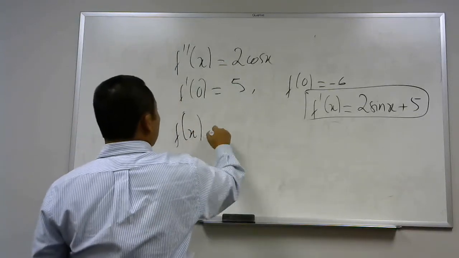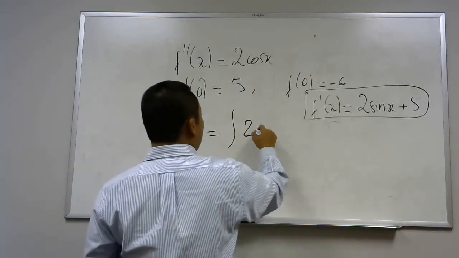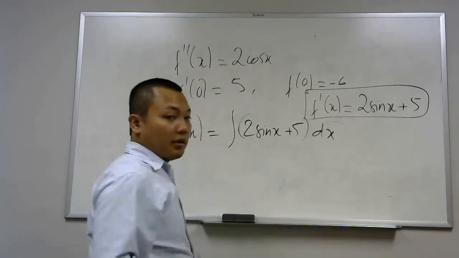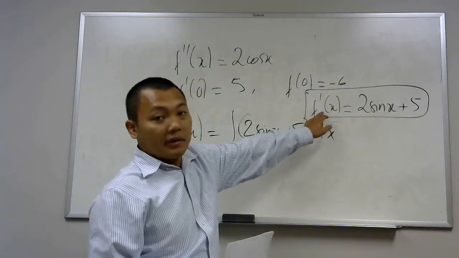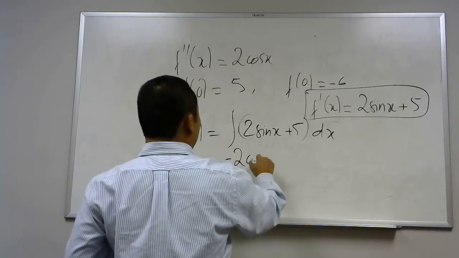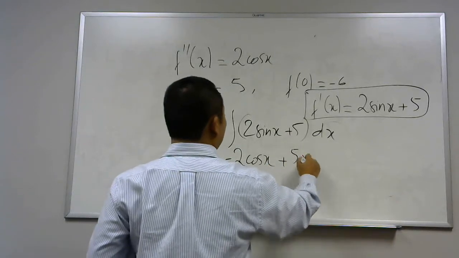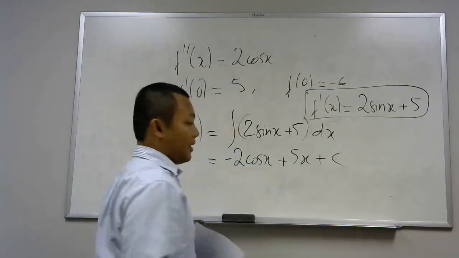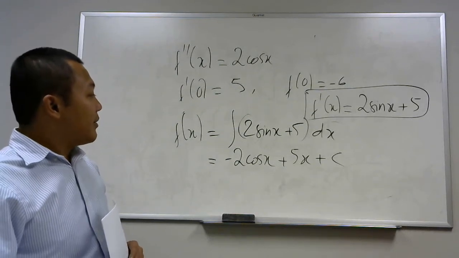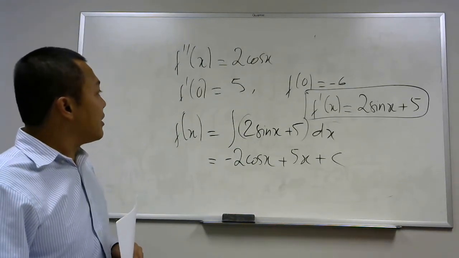The function is equal to the integral of 2 sine of x plus 5 dx. Right? Integral of the derivative. So that is equal to negative 2 cosine of x plus 5x plus c. Of course, we denote c as a constant, but c could be different.